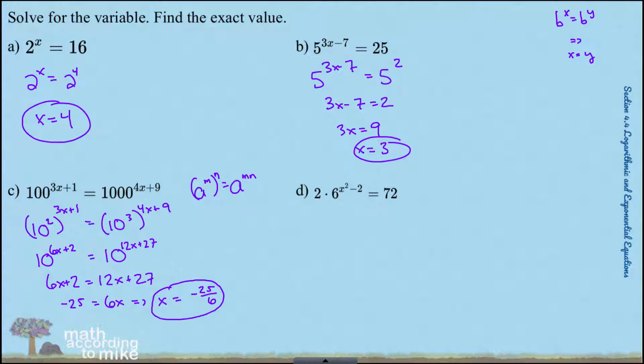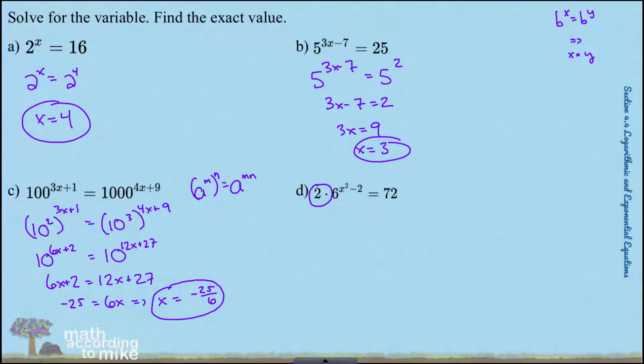Again, write both sides as the same base. You might have to change both sides. In part D, in order for us to break this up correctly, we need to get rid of the 2. As a comment, because of order of operations, we cannot multiply the 2 and the 6 to make 12 because that 6 has an exponent. So order of operations says exponents before multiplication.